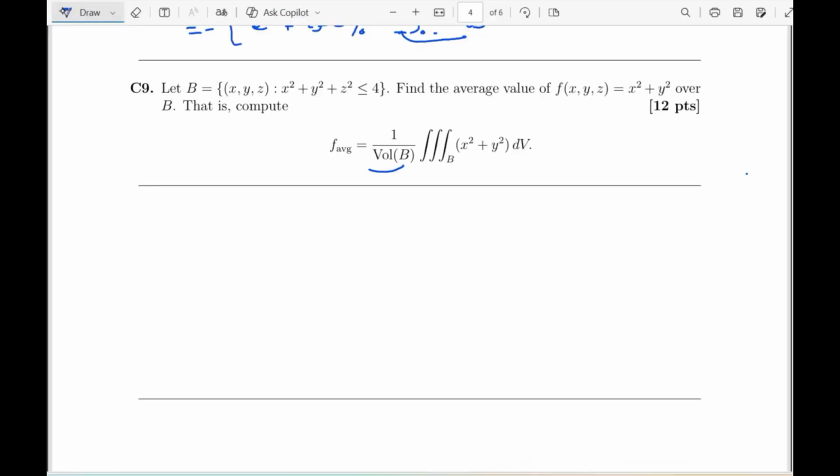Okay, so let's move to this next question. This illustrates the important terminology of an average value. To average a function, what you need to do is sum over the values of this. So if you're averaging a function over a region, you need to sum that function over that region and divide by the volume of the region. And summing in this case is going to be the triple integral over that region.